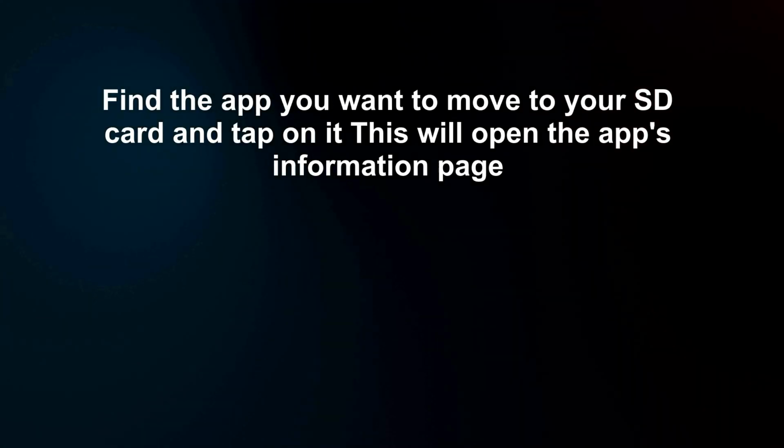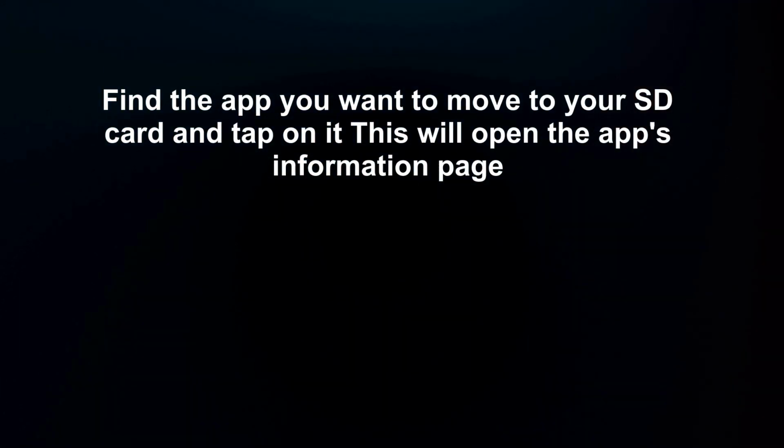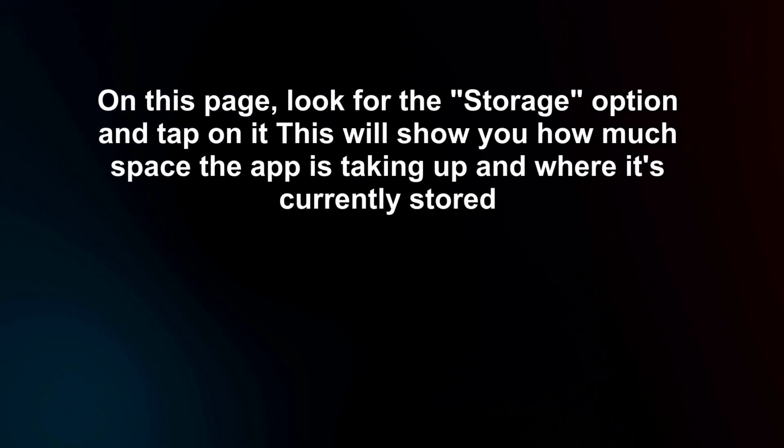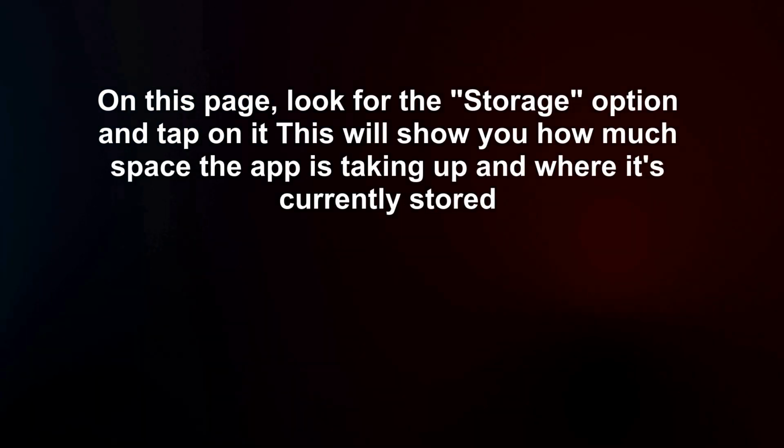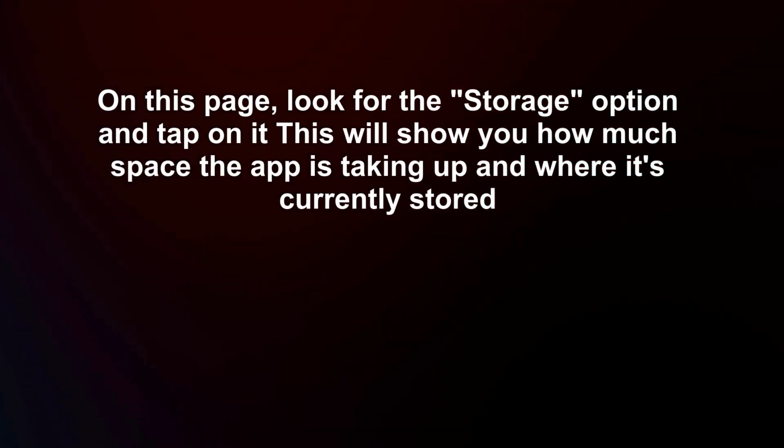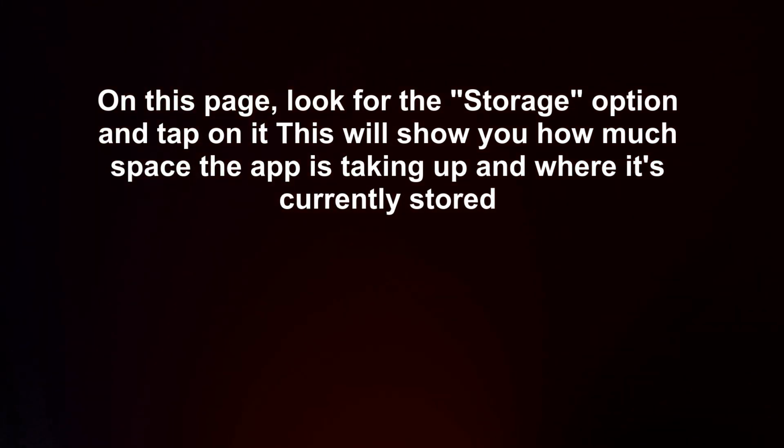Find the app you want to move to your SD card and tap on it. This will open the app's information page. On this page, look for the storage option and tap on it. This will show you how much space the app is taking up and where it's currently stored.